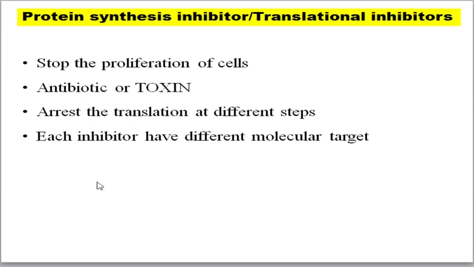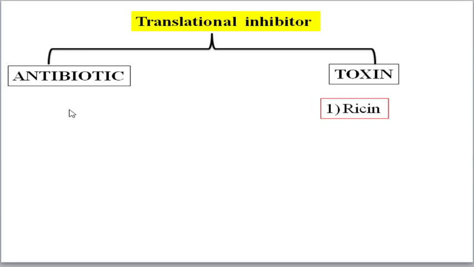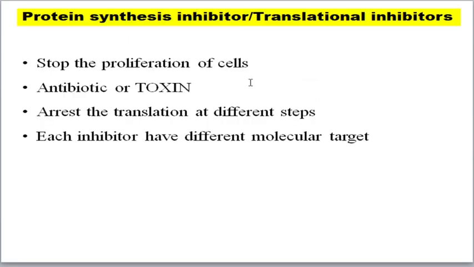So translational inhibitors are the compounds which inhibit the process of translation. Another name for translation is protein synthesis. So if the protein synthesis has been stopped, then ultimately growth of cells will also stop. These translation inhibitors are classified into two types. They might be an antibiotic like tetracycline, erythromycin, or else they might be a toxin. An example for a toxin which inhibits the process of translation is ricin.